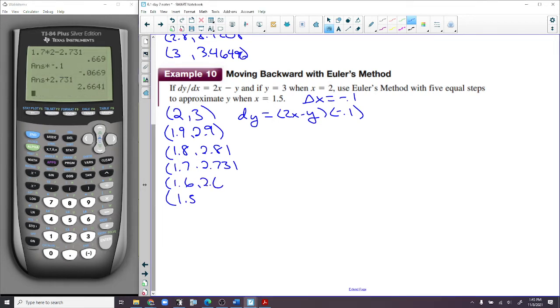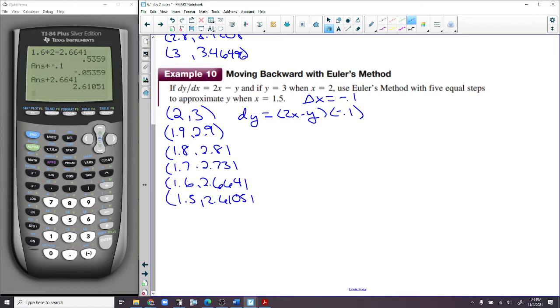So 2.6641. All right, last time we have to do this. Here we go. 1.6 times 2 minus 2.6641. Multiply that times negative 0.1. That's actually the change in y right there. And we add it to 2.6641. 2.61051. 2.61051, I think. I hope so.